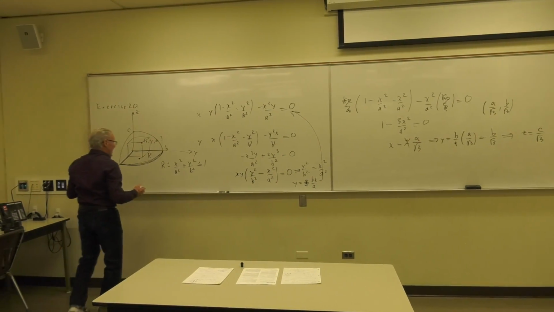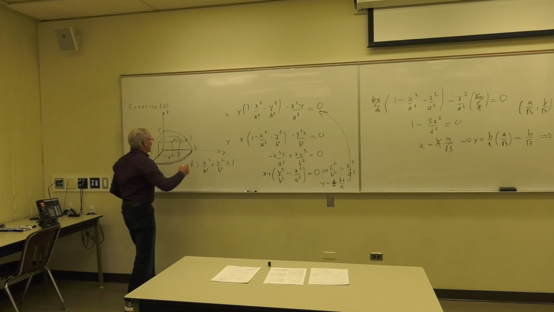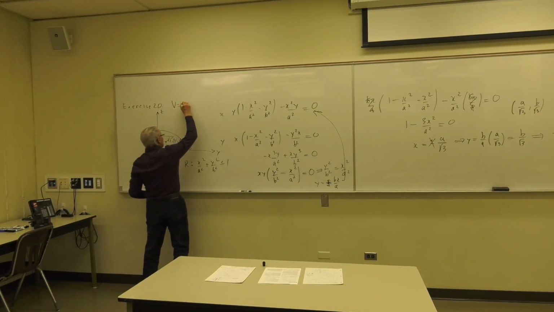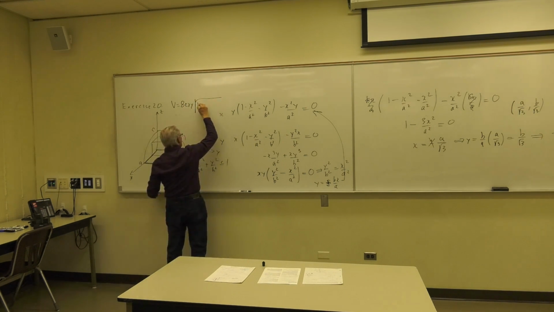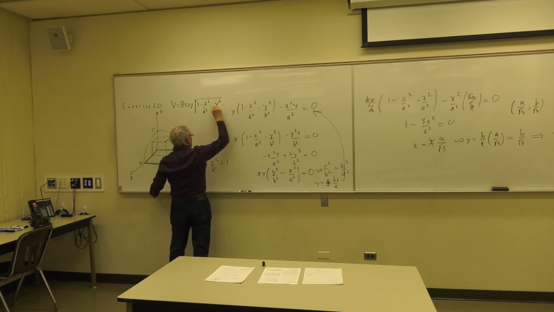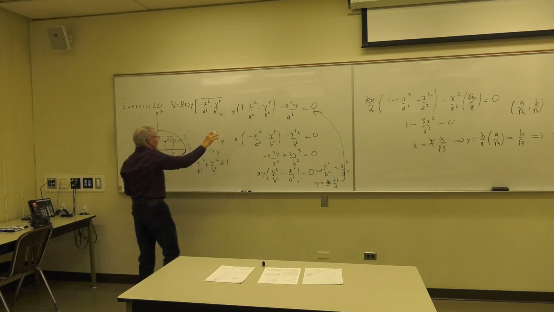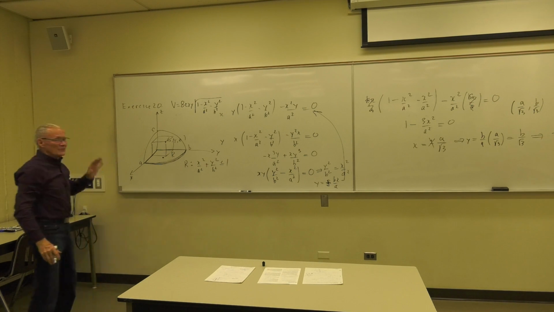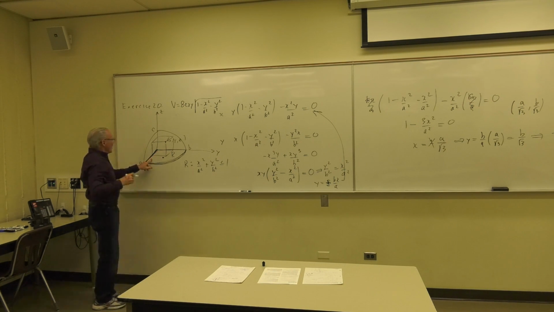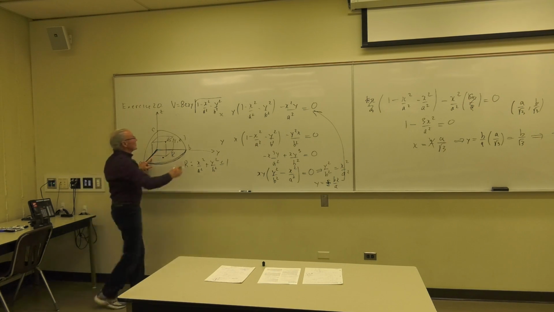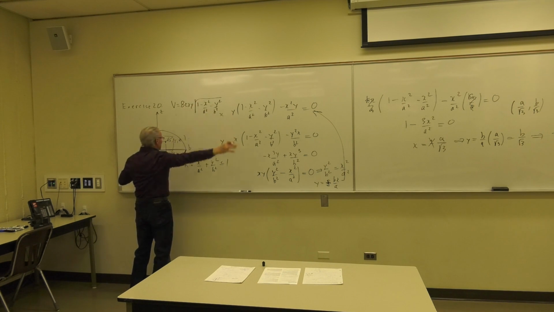So let's go to the boundary. Remember what my volume function was? It was 8c xy times the square root of 1 minus x squared over a squared minus y squared over b squared. That was the volume after we substituted for z. So we're supposed to go to this edge. Along this edge, y is equal to 0, and you put that into here, and you get 0 volume.